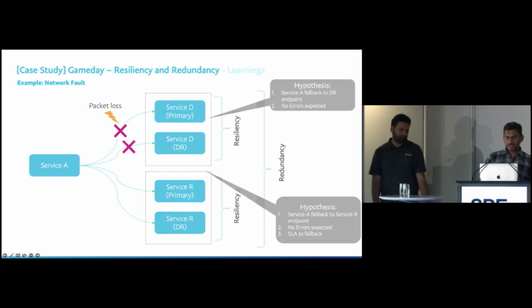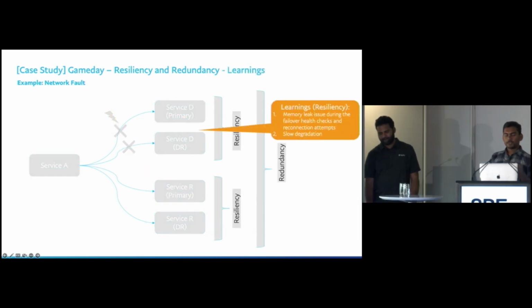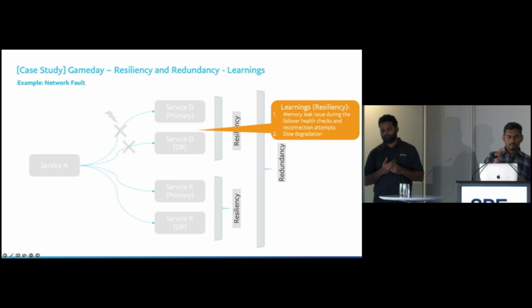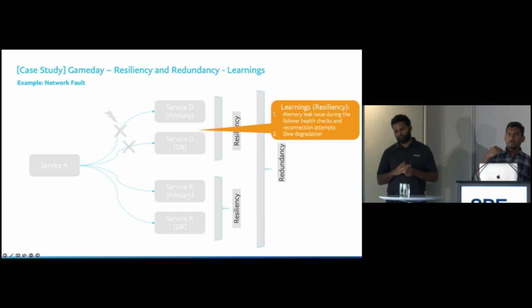During this fallback, even though the fallback happened successfully, we identified that service D is leaking traffic even though it is marked down by the health checks. This is due to a small bug, and because of that, service A gets into a loop of connecting and reconnecting to service D, and because of that, our memory keeps piling up.